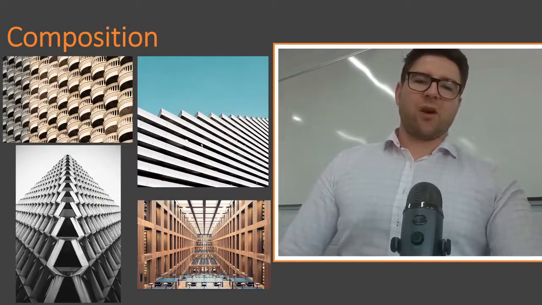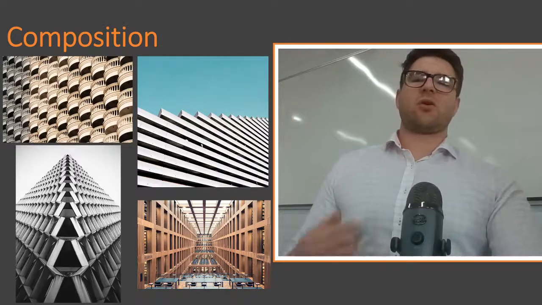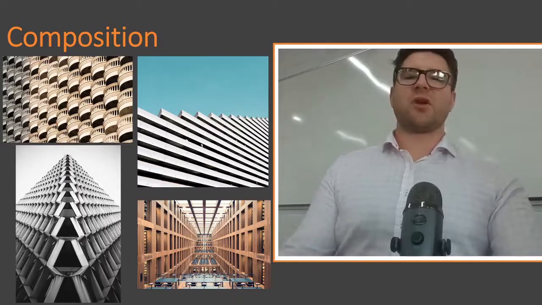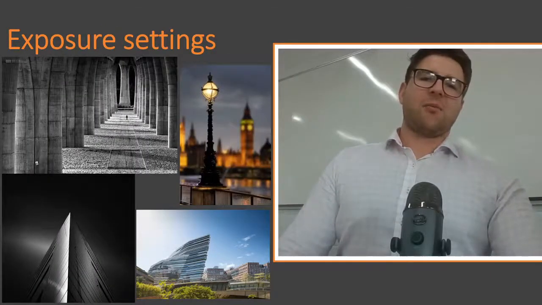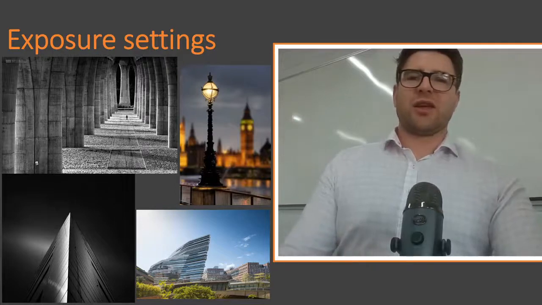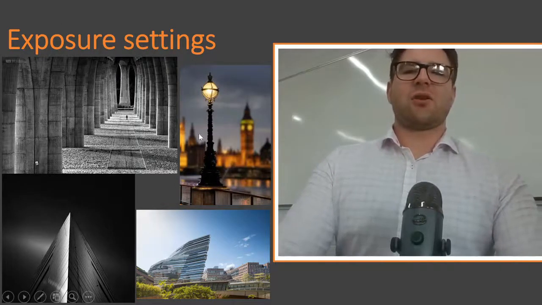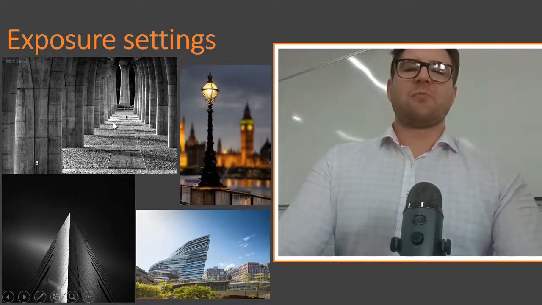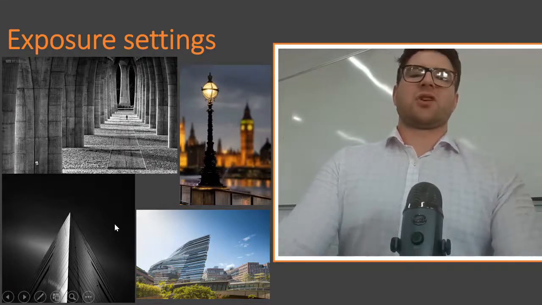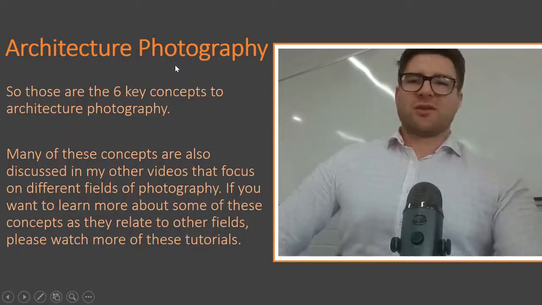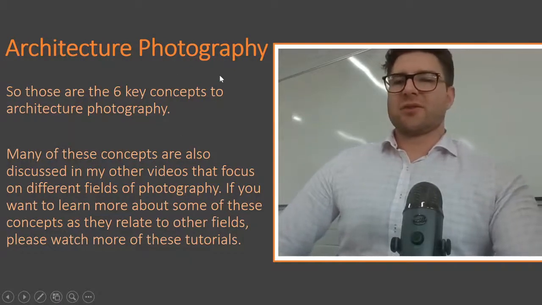We're always being aware of the composition of our images and trying to incorporate as many elements of composition as we can. And we are aware of the exposure settings and how they affect the image, and making those creative decisions based on the depth of field or the shutter speed of the image. So those are the 6 key concepts of architecture photography.